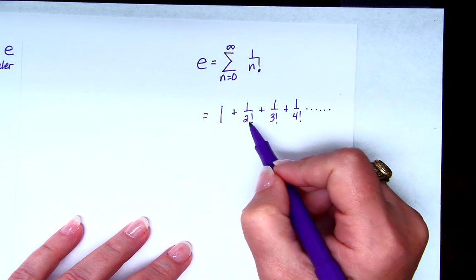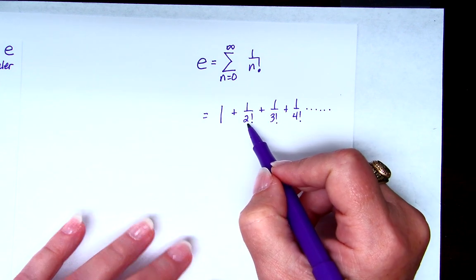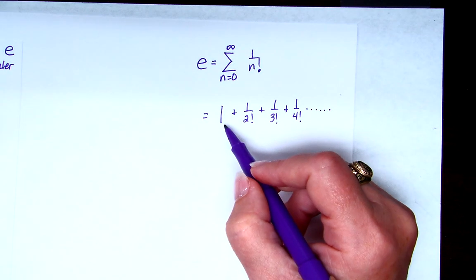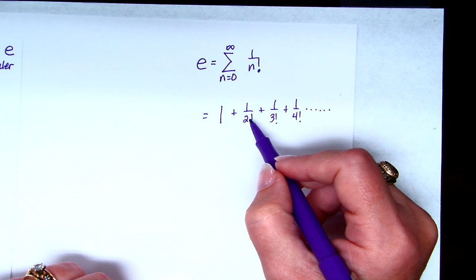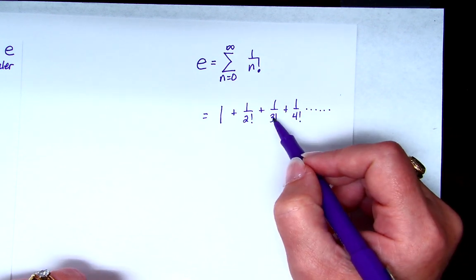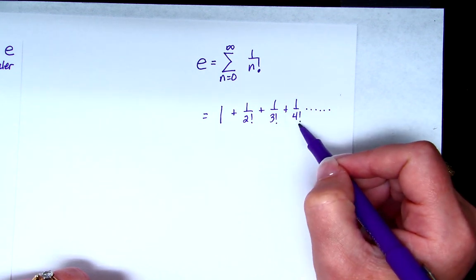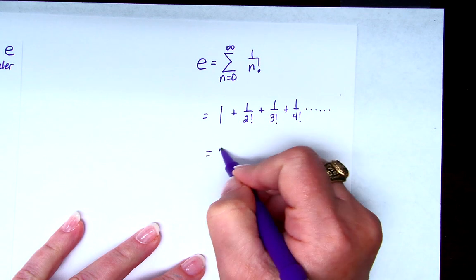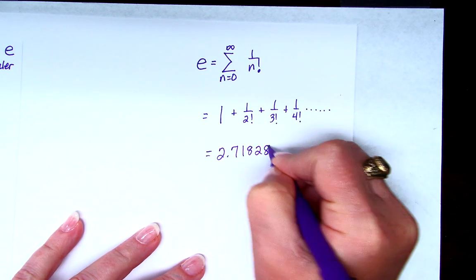So 1 plus 1 over 1, because this is 1 over 1 factorial, and 1 factorial is just 1. Plus 1 over 2 factorial, which would be 2. 1 over 3 factorial, 3 times 2 times 1 would be 6. 1 over 4 factorial, 4 times 3 times 2 times 1, so 24. When all those add up together, you get 2.71828 and so on.